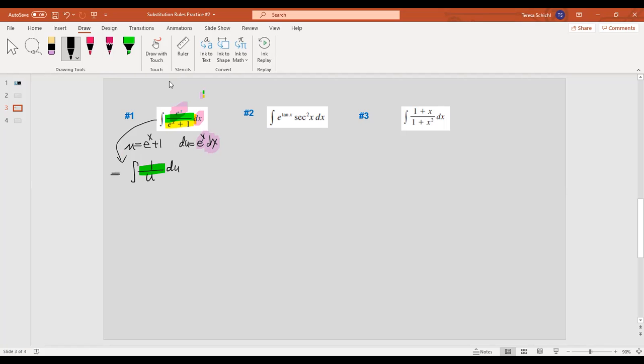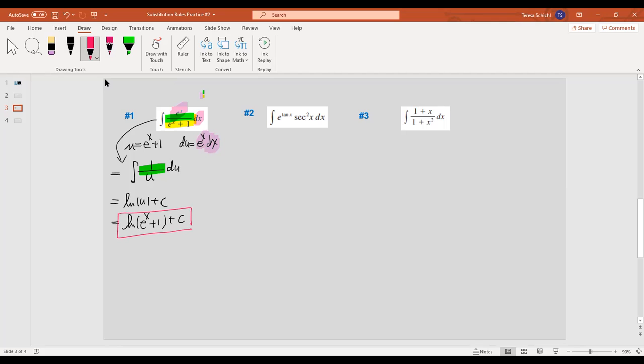Wow, this one we know how to integrate. It's natural log of u plus C. Because e^x plus 1 is always positive, you don't really need the absolute value. Then you substitute back, so this is natural log of e^x plus 1, plus C. This one is pretty straightforward.